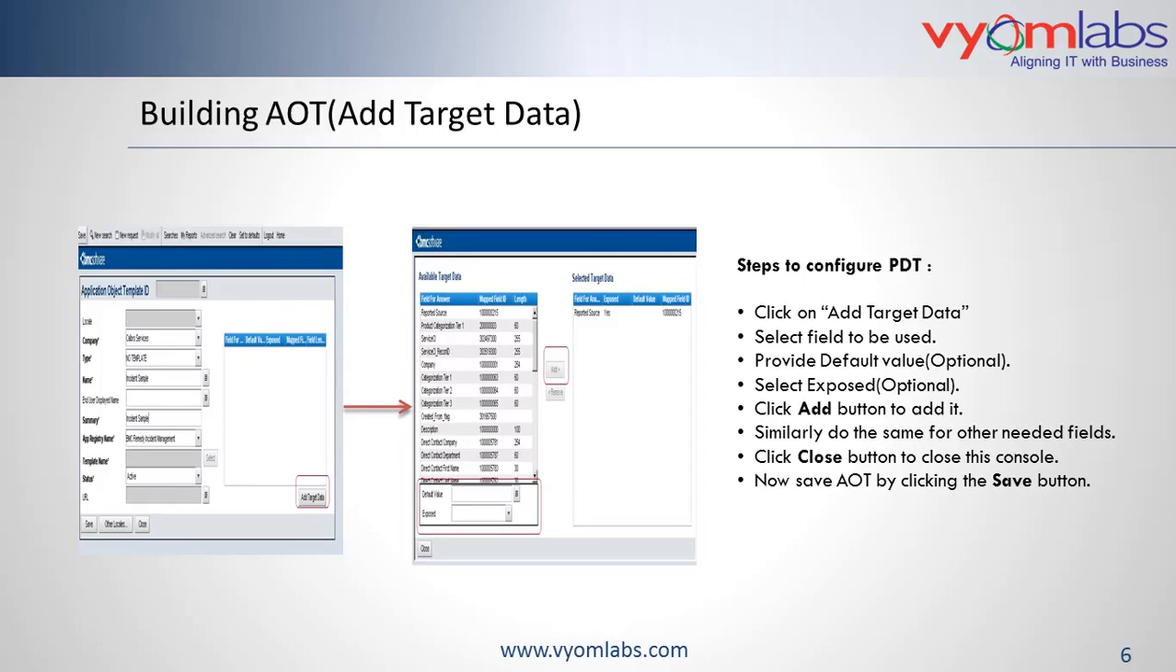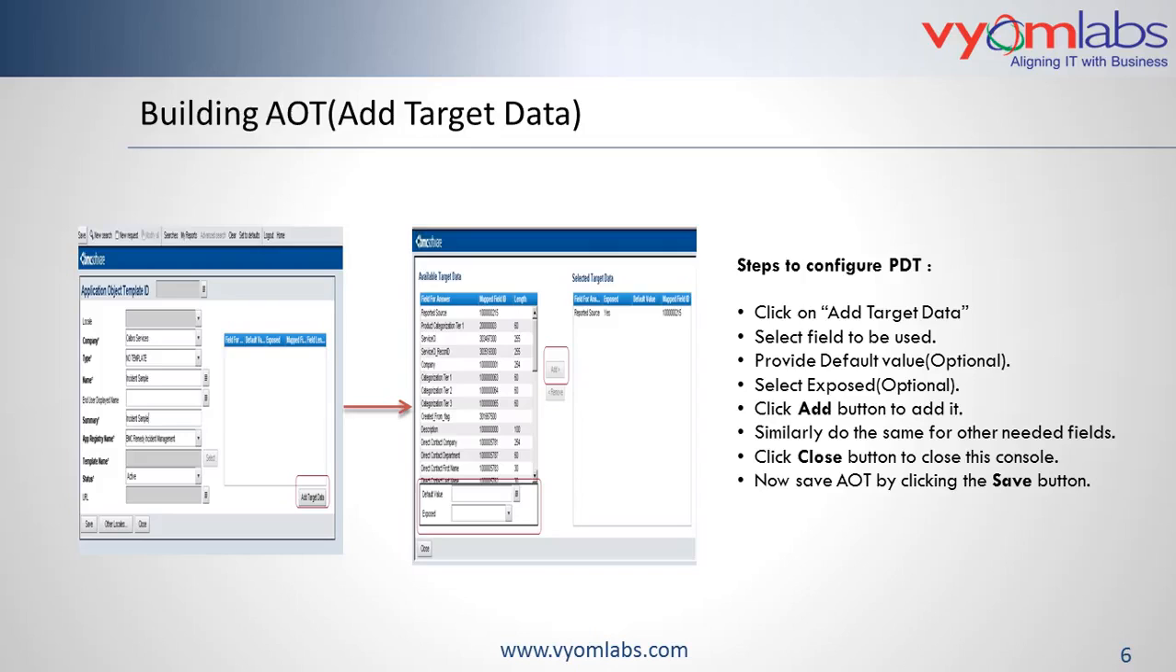So you can see we have to click on target data, then select the fields to be used, provide default values. If you want to provide any default values, which is optional, you can either provide them or leave it blank. Then select exposed. If you want to expose this particular field to the end customers, you have to select it, or you can keep it as it is. Then click the add button to the edit. Similarly we'll do the same for the rest of the fields.